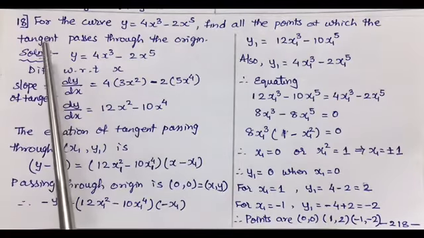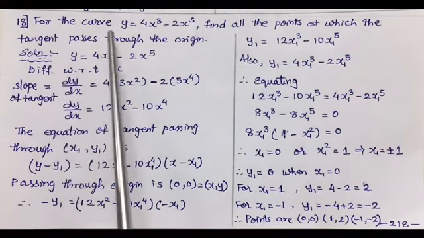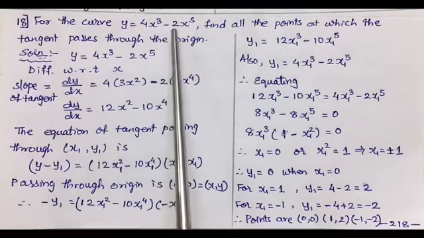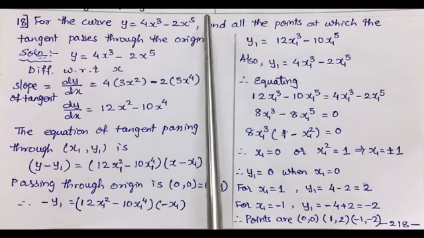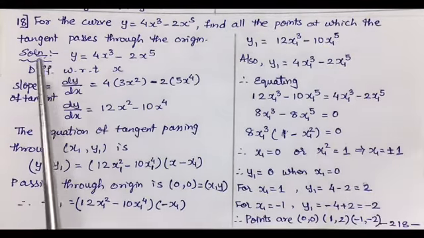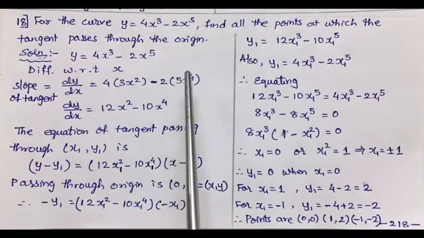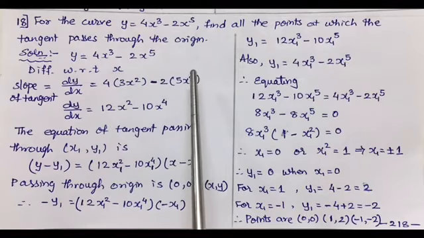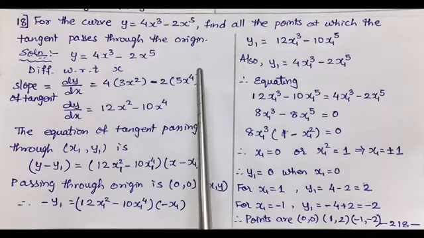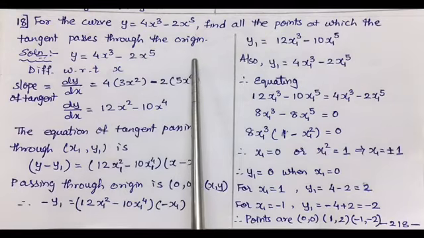18th one. The question is, for the curve y equal to 4x cube minus 2x raised to 5, find all the points at which the tangent passes through the origin. Again here we have to calculate the points, those points of the tangent, such that the tangent is passing through the origin.